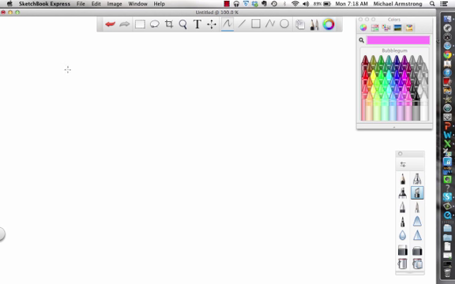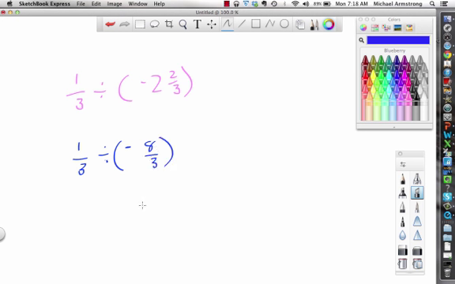Let's look at something simple like 1/3 divided by negative 2 2/3. Okay, so again we've got a division sign, which means multiply by the reciprocal, but let's go ahead and just rewrite it so that we can get this written as a mixed number. 3 times 2 is 6 plus 2 is 8/3, so it's negative 8/3. When I bring that down and rewrite it as a multiplication problem, 1/3 multiplied by negative 3/8.